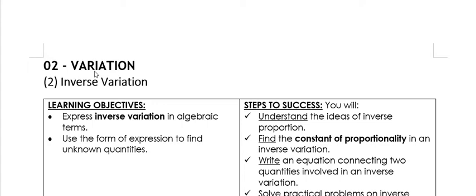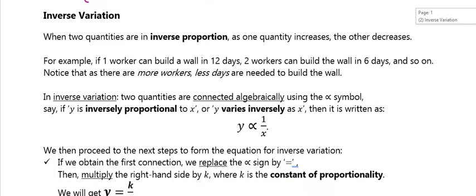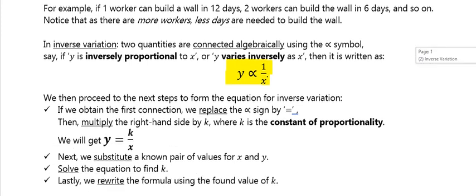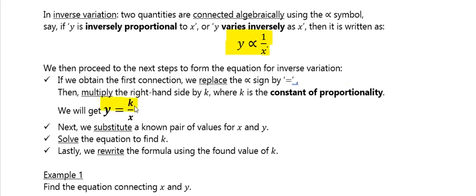We're going to continue the topic variation, but we're focusing on inverse variation. We have to remember that it is quite similar to what we have learned in direct variation, but the formula is different. When you're talking about inversely proportional, it means that y is proportional to 1 over x. You have to remember this: y equals k over x. K is the constant of proportionality as the numerator, but your denominator will be x.